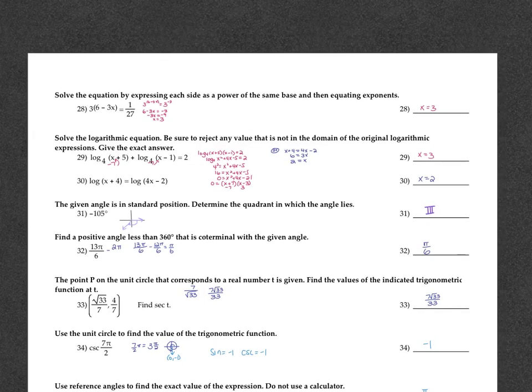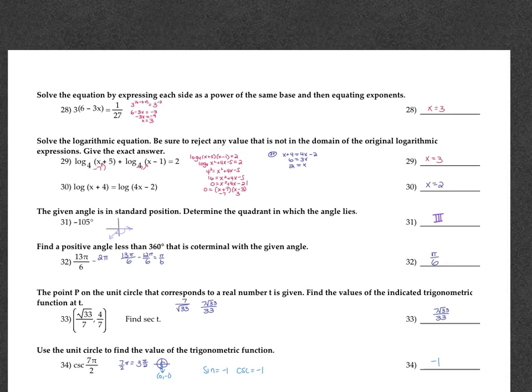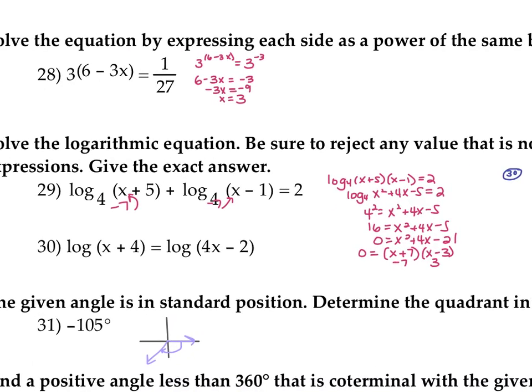All right, 28, solving, again, now we're doing exponential. To do change of base there, 27 would be 3 to the -3. Once the bases are the same, you can set the exponents equal to each other.